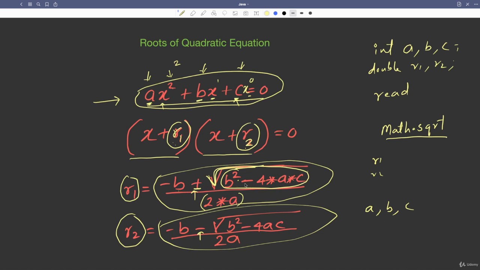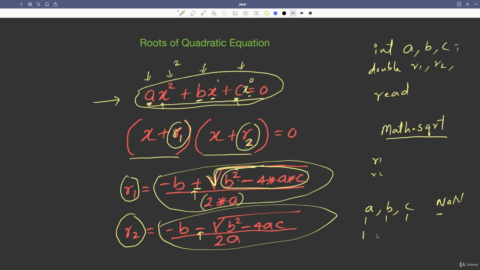You should not give values which make the result negative. If you give improper values, you may get the result as NaN, that is, not a number. If you give a as 1, b as 1, c as 1, definitely the result is NaN, because b square minus 4ac will be negative.